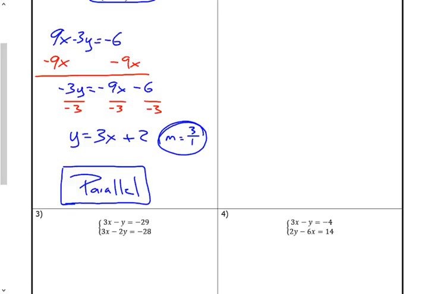There we go. Same slope means parallel. Your job is going to be to find the slopes, which means we're going to have to solve for y. We've done plenty of solving for y in the past videos. So really, this ends up being a little bit of a review of what we've done all year.